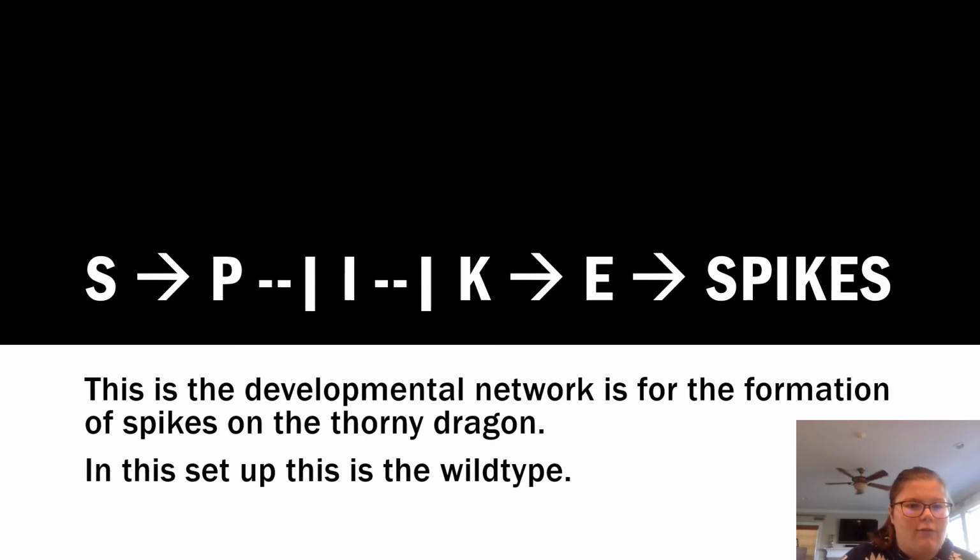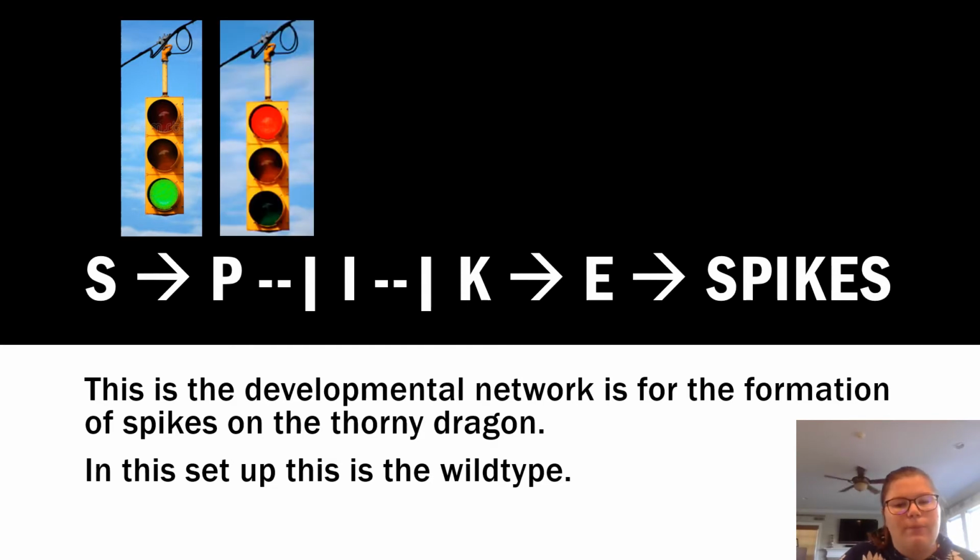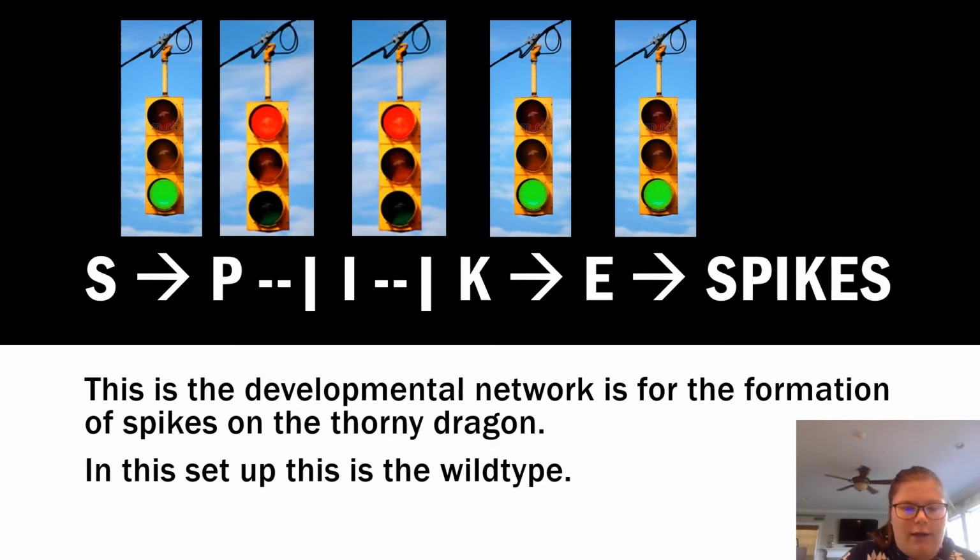Shown above, as you can see there are arrows and dashes. The arrows are a green light which stimulates the next gene, and the dashes are a red light which blocks the gene afterwards. As you can see, I have filled that out.